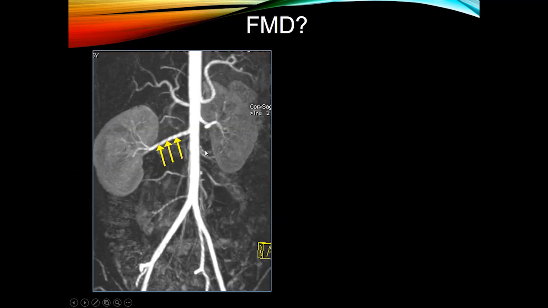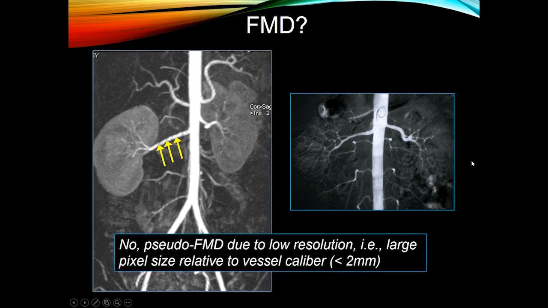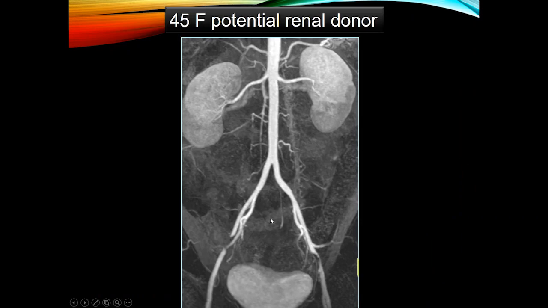There can be artifacts due to technique. If you use a voxel size that is non-isotropic, or a large voxel size and you're dealing with small vessels, then you're going to get the stair-step artifact and overestimate disease, such as in this case where it looks like FMD involving the renals and internal iliacs, but here's the corresponding angiogram and it's totally normal. So you're going to go down that route if you don't have sufficient resolution.